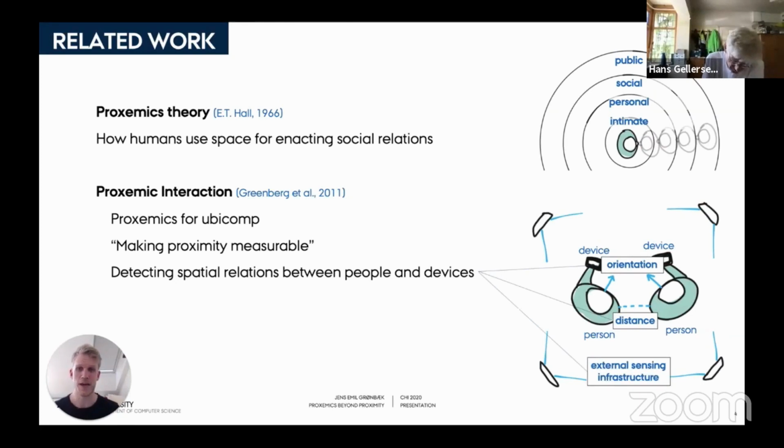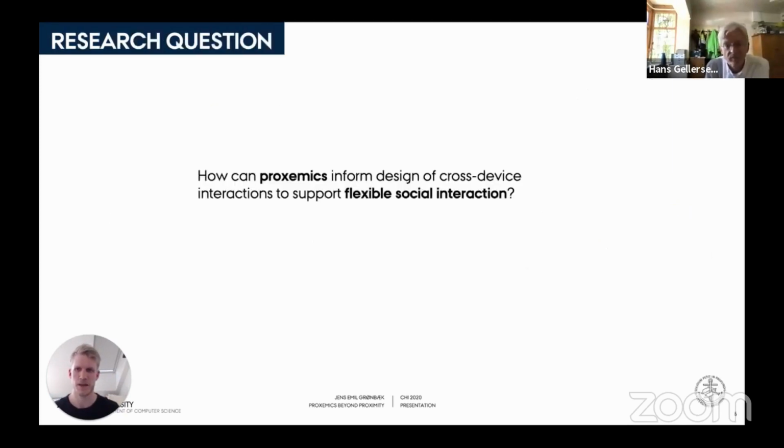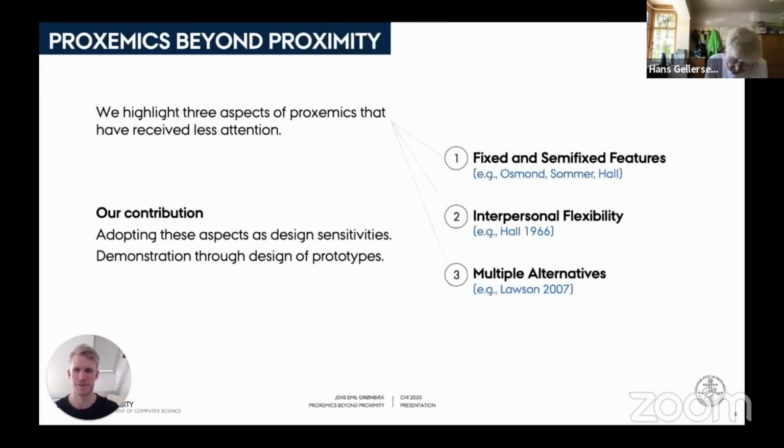Now, we argue that proximity detection in this way also constrains flexibility in social interaction. In contrast, we pose the question, how can Proxemics inform design of cross-device interaction to support flexible social interaction? Proxemics theory, in fact, contains important insights when it comes to designing for flexibility. We highlight 3 insights that have received less attention, in particular for design of cross-device interaction.